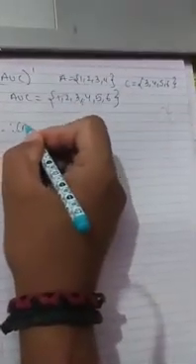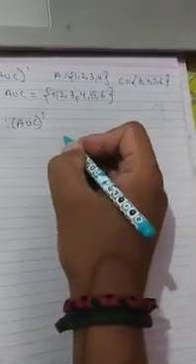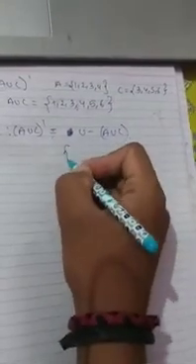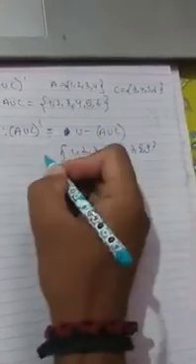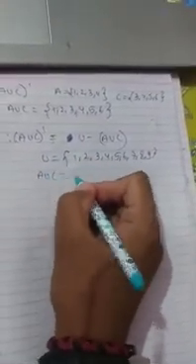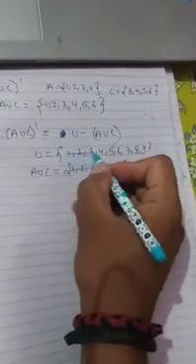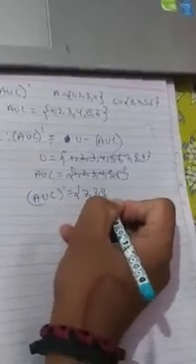Now we have to find (A union C) complement. So what we will do is U minus (A union C). U is 1, 2, 3, 4, 5, 6, 7, 8, 9. This is our U, and our A union C is 1, 2, 3, 4, 5, 6. So up to 5, 6 we will cut. What we get is (A union C) complement is 7, 8, 9. Like this we will calculate (A union C) complement.